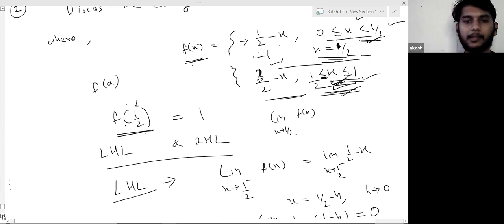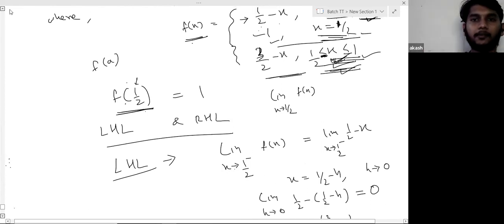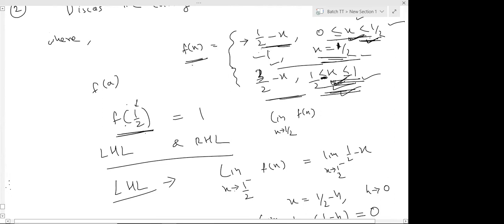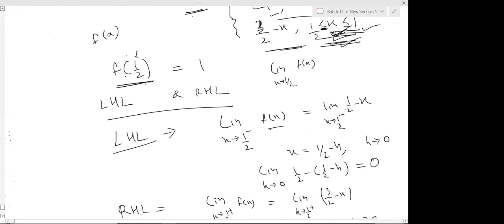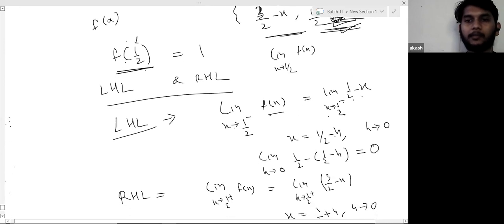So first we have to find the LHL, limit of f of x as x tends to half minus, right? LHL is half minus. And when x is less than half, we have to assume this as the function, because when x is less than half, you have to use this function, right, Aman? Yes. All right. So I just replace the value of the function, x is half minus h, h tending to 0. Just substitute this value. We got LHL equals 0.